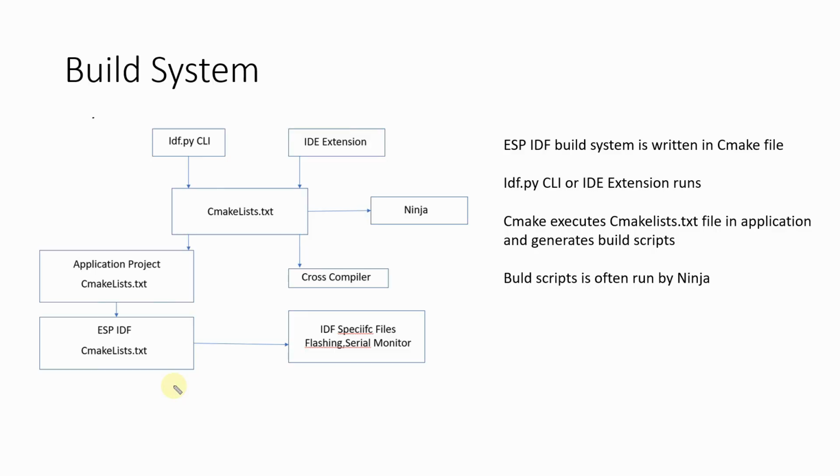And this is the basic block diagram of the build system, and how different parts of the ESP-IDF build system relate with each other. ESP-IDF build system is written in CMake, right over here. When you run the build system process, you typically invoke this particular CMake file. So there are two ways of invoking the CMakeLists file. One is using the command line interface by providing the command idf.py, and another one by using the IDE extension.